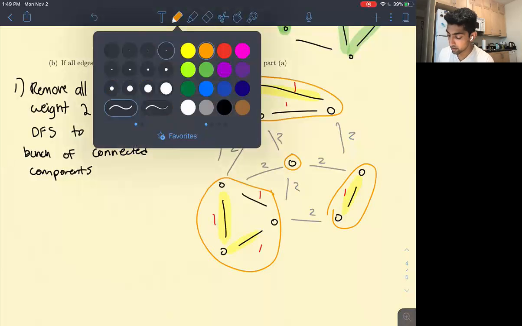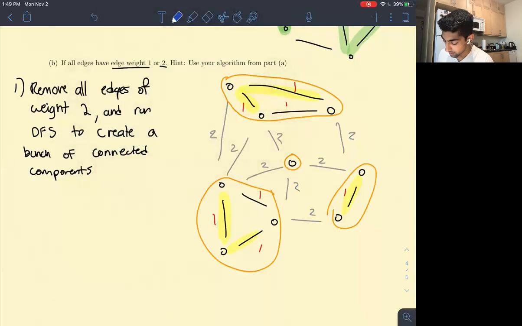Let's call these A, B, C, and D. Okay, so now we can think about these. Let's just treat each connected component as a node, right? All we have to do is we have these 4 nodes, A, B, C, D, so we can just run DFS on these big nodes using the edges of weight 2. That's the next step of the algorithm, but I'll make it more official after writing it down.